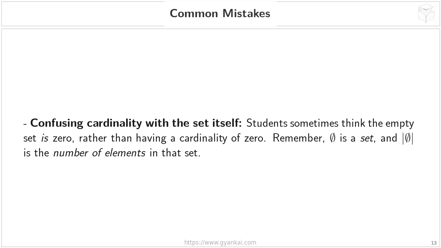It's crucial to remember that the empty set, written as a symbol resembling a 0 inside curly braces, is the set itself. It's a container. The cardinality, written as vertical bars enclosing the set symbol, is the number of things inside that container. So, the empty set is not 0, it has a cardinality of 0. Don't equate the set with the number of elements it holds.